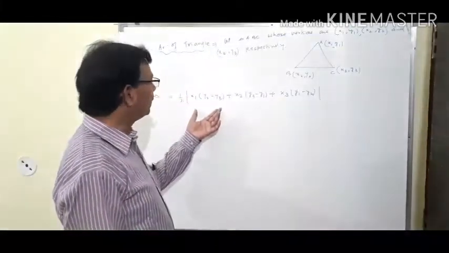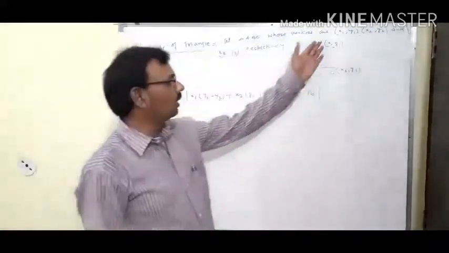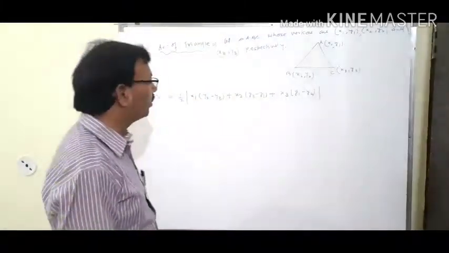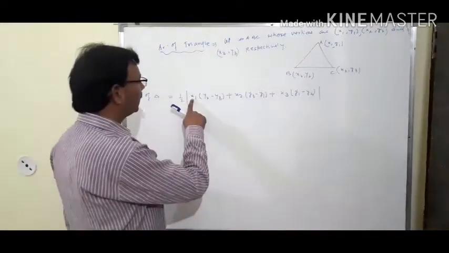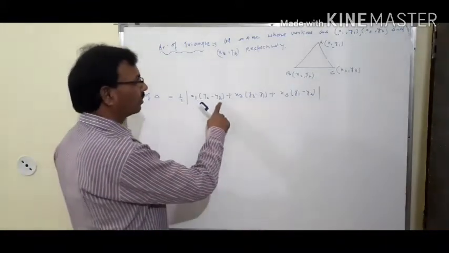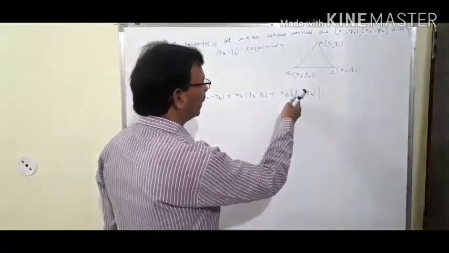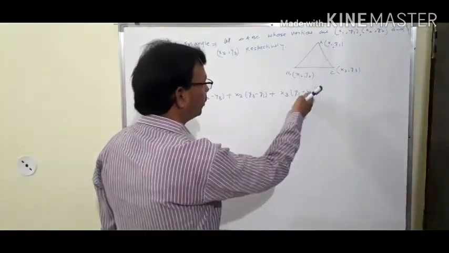There is no need to start from x1 or vertex A. You can start from B or C. If you start from B, then you should write here x2 into y3 minus y1 plus x3 into y1 minus y2 plus x1 into y2 minus y3.